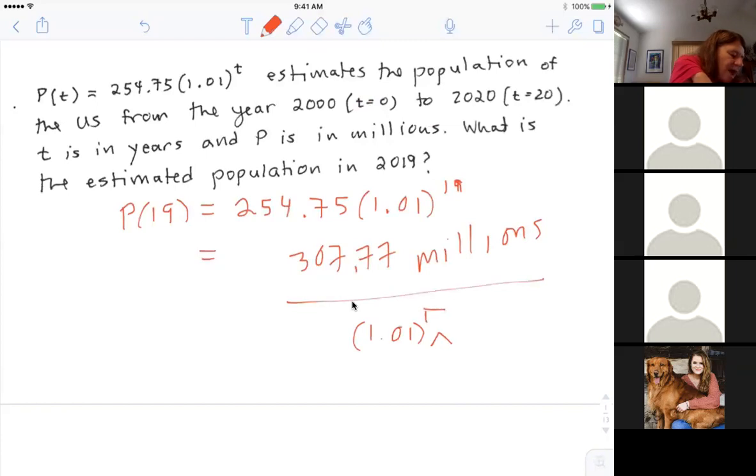Sometimes some people have a box to put their exponent in. Some people have a cursor, but anyway, it's just 19. It just looks like that. Okay.